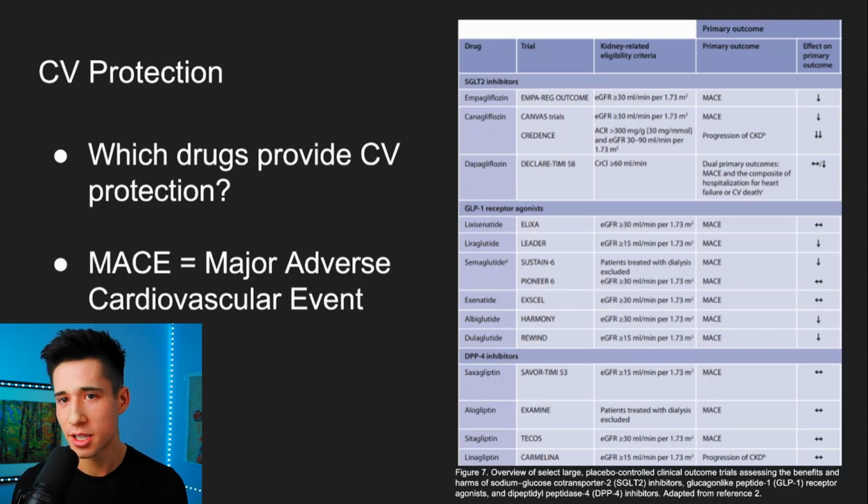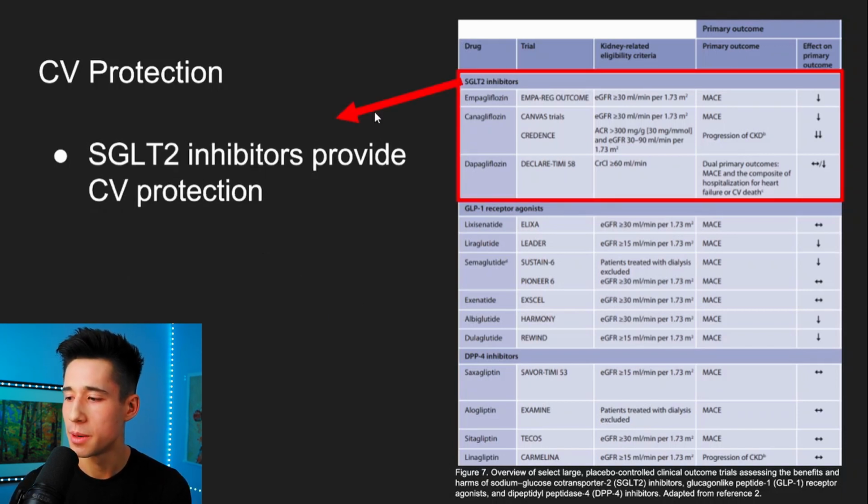So we're going to be really interested in choosing an agent with demonstrated cardiovascular protection that extends beyond simply the benefits that they give us by their glycemic lowering effects, right? So some of these drugs actually provide additional cardiovascular protection. That's what we're going to be looking for here. And the way that we're measuring cardiovascular protection is by MACE. MACE stands for Major Adverse Cardiovascular Event, and we're going to be looking specifically for agents that help to lower MACE.